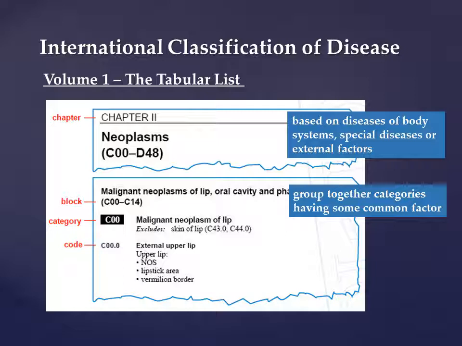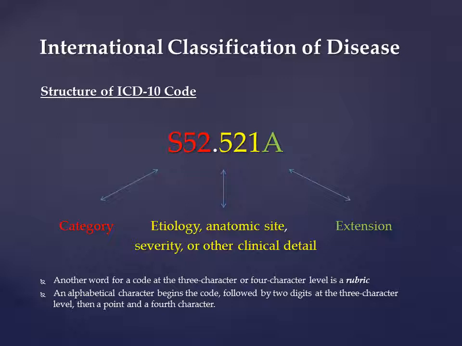For volume 1, it has different parts. It includes the chapter, which is usually based on the disease or the body system, special diseases of external factors. Then the block that groups together categories having common factors, the category and the code. The structure of the ICD code is alphanumeric that begins with an alphabetical character and two digits for the category, which is highlighted in red, followed by a point.